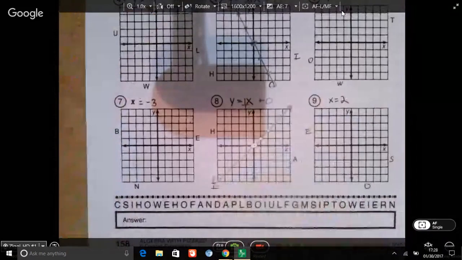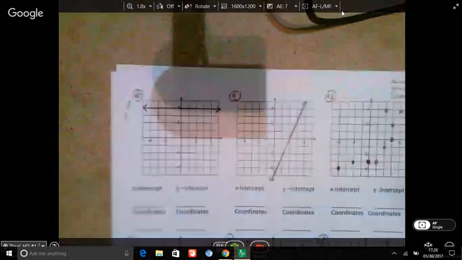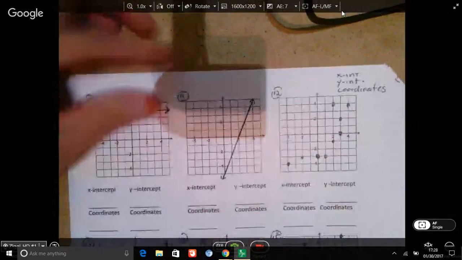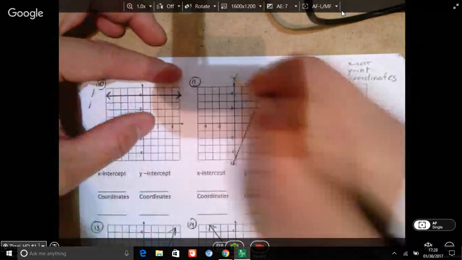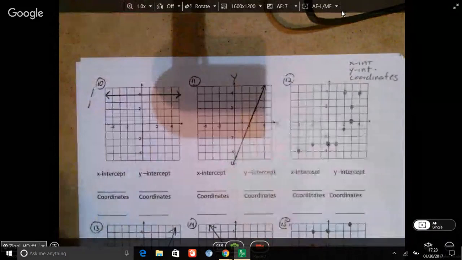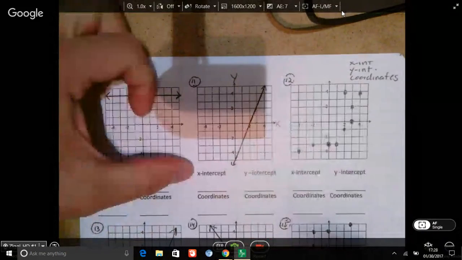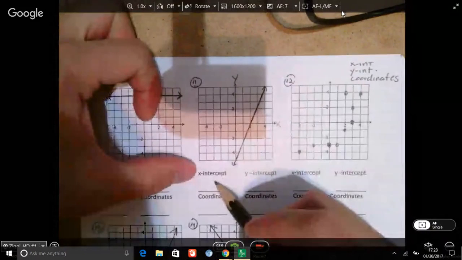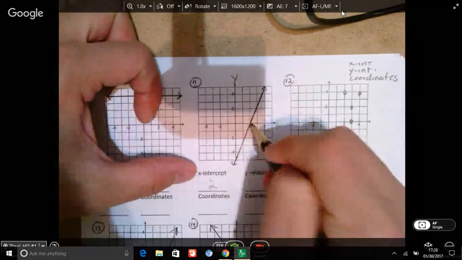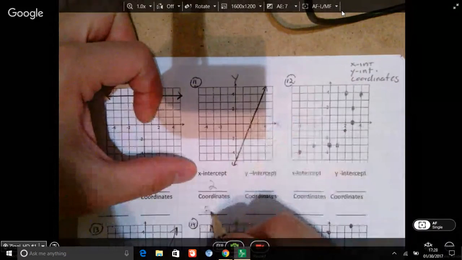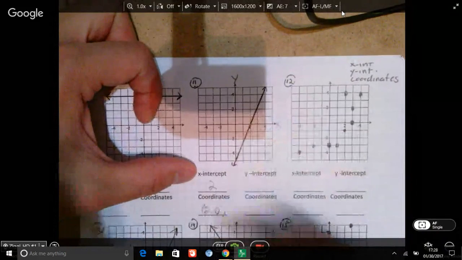Okay. On the other side, I'm going to start off with number 11. The x-intercept, remember, just means where the line touches the x-axis. The y-intercept just means where the line touches the y-axis. So here, the x-intercept is 2. The coordinate for that is, the x has to be 2, so (2, 0).